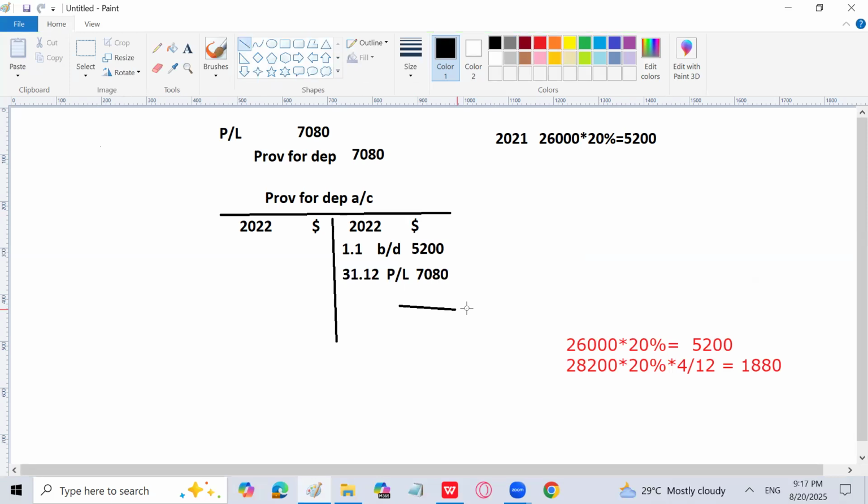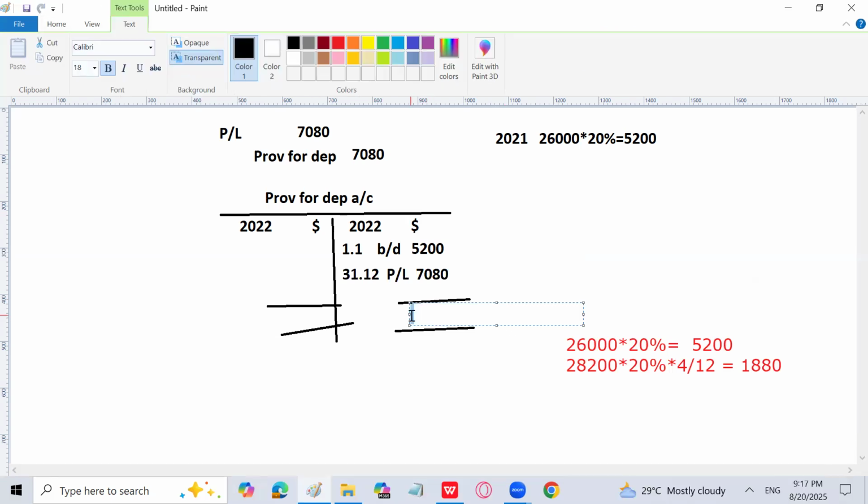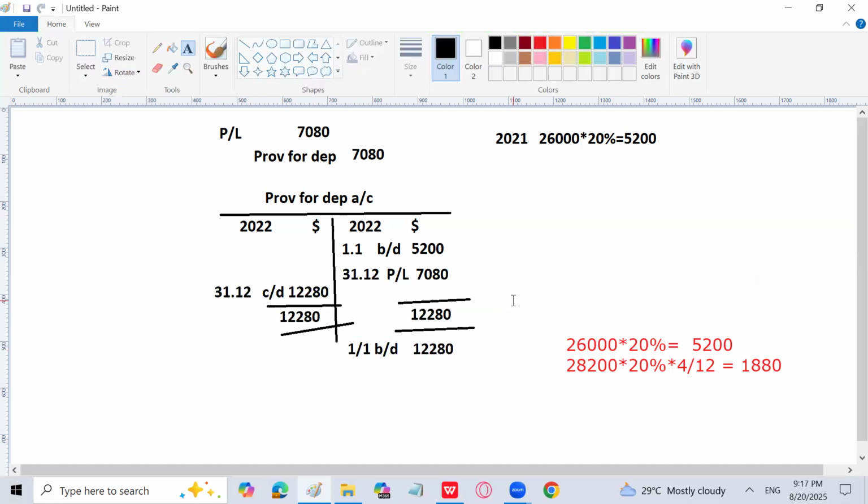I'll go for the total of this. Why am I going for the total of this? Because there is no disposal actually. There is no other total. What is the total? 12,280. So this will come here also, 12,280, and I will write here on 31st 12 going to be the carried down 12,280, and this will become the brought down of the next year, like here 12,280. So we are done with this part also.